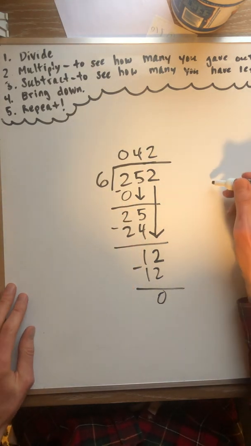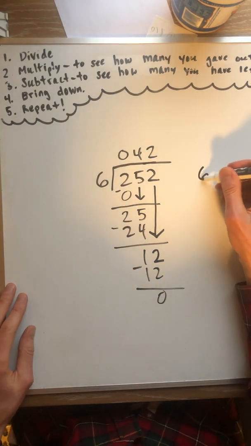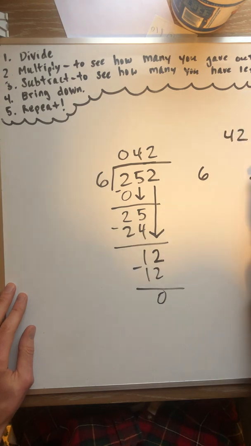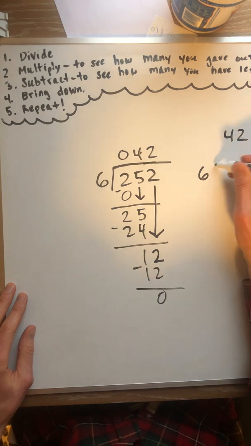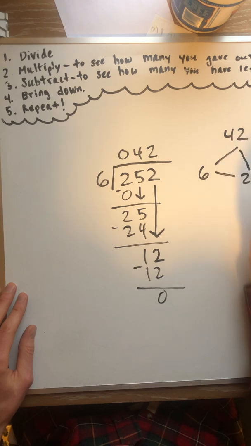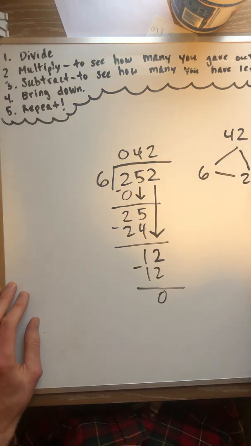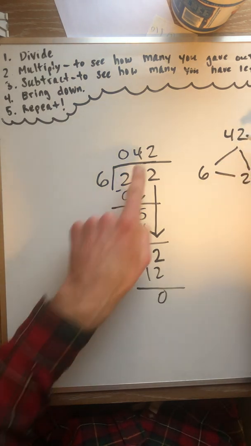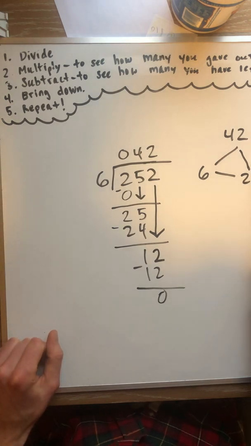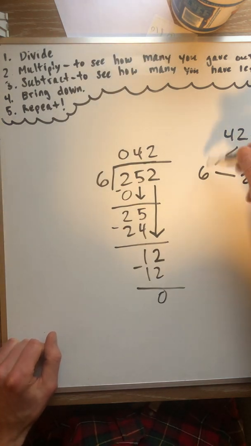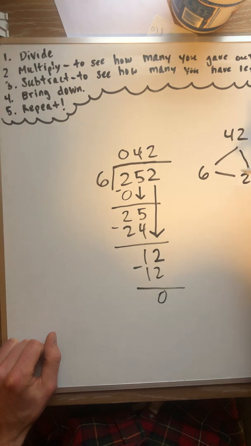So when we think about those cool triangles, well, 6 times 42 is 252. We just solved it. And 252 divided by 6 is 42. And it goes each way, you know. 42 times 6 is 252. 6 times 42 is 252. 252 divided by 42 is 6. 252 divided by 6 is 42.